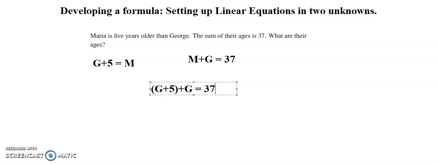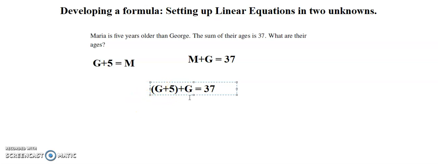The next equation that we can make is it says the sum of their ages is 37. So that means I've got Maria plus George is going to equal 37. Now, because we've got M by itself, Maria by itself, to work out their ages, we need to substitute. So they are simultaneous equations after all. So that tells me that I've got George's plus 5 is the same as Maria. And then I've got plus G is equal to 37.